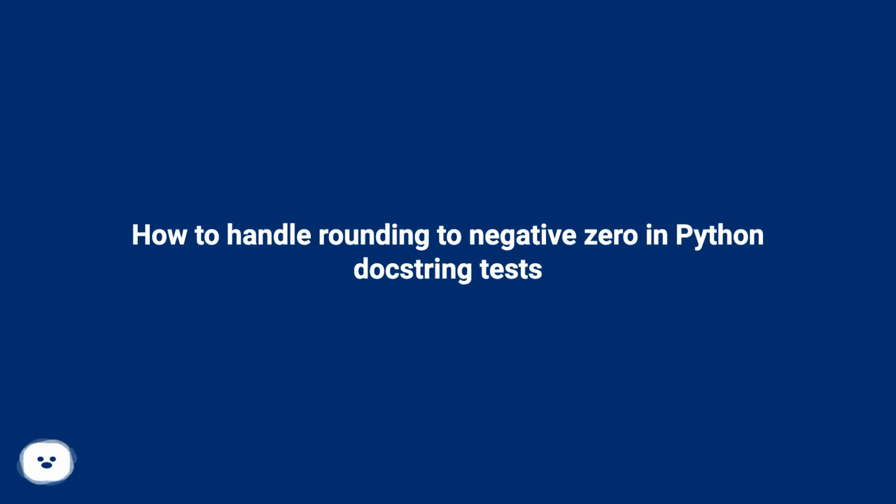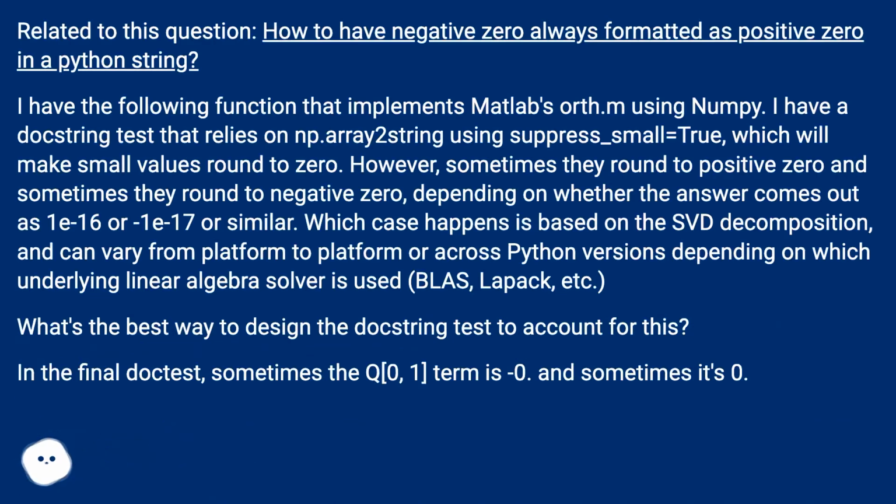How to handle rounding to -0 in Python docstring tests. Related to this question, how to have -0 always formatted as +0 in a Python string. I have the following function that implements MATLAB's orth.m using numpy.